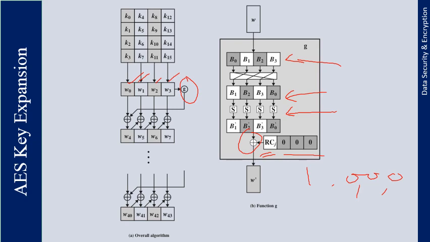So we can calculate the round constant of any round with the equation RC[j] = 2 · RC[j-1]. Multiplying the previous round constant by 2 will get you the round constant for the next step, with multiplication defined over the field GF(2^8).